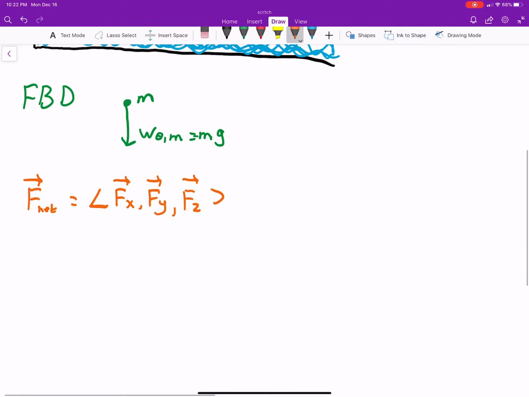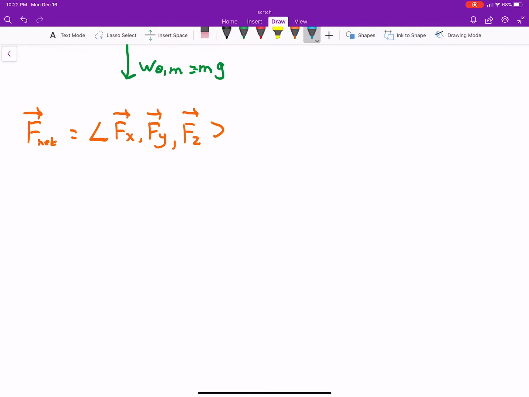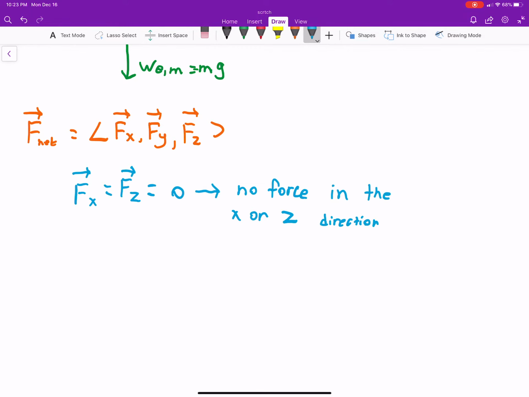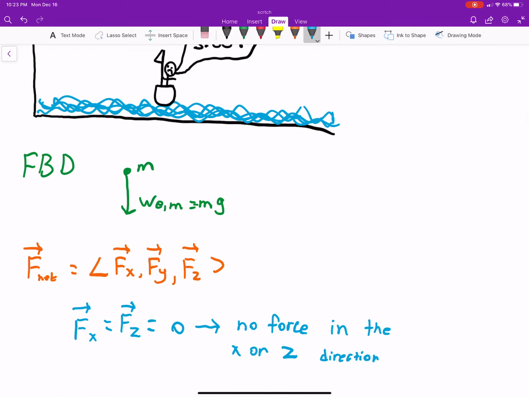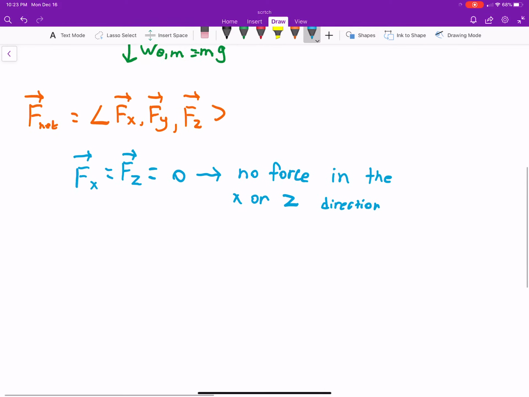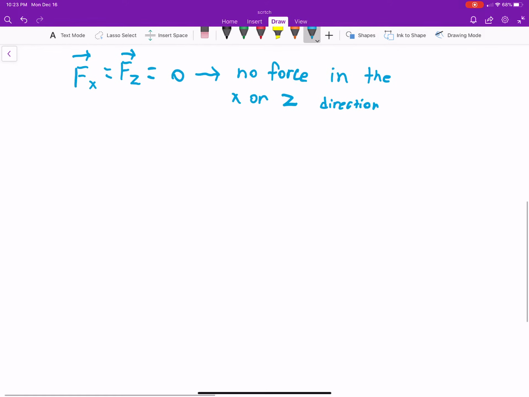Okay, well, let's talk about the easy parts first. The force in the x direction is equal to the force in the z direction, which is 0. And that's just because there's no component of force in the x or z direction. The only force that the crate is feeling is in the y direction, and that's just gravity. So no force is there.